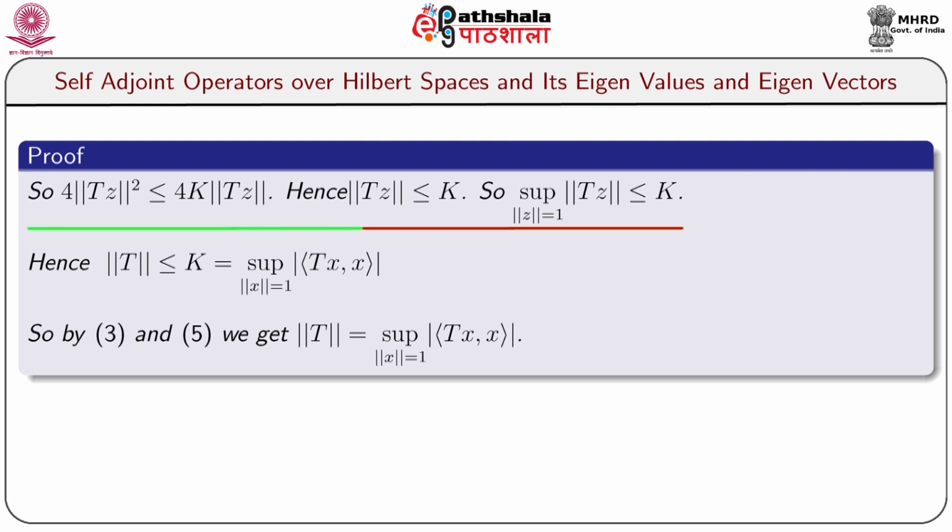So, the supremum of norm Tz, where the supremum is taken over all such elements z with norm z equal to 1, is less than or equal to K. Hence, norm T is less than or equal to K, which is equal to the supremum of the modulus of ⟨Tx, x⟩ over norm x equal to 1. So, by equations number 3 and 5 we get norm T equal to the supremum of the modulus of ⟨Tx, x⟩, where the supremum is taken over all such elements x with norm x equal to 1.